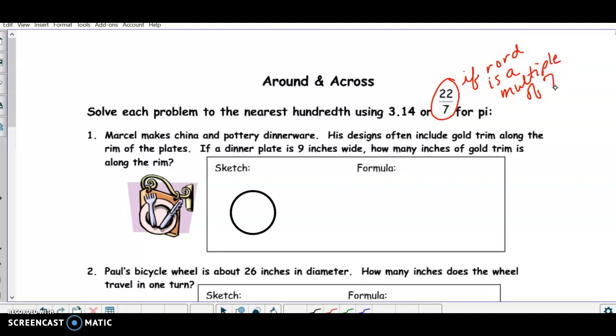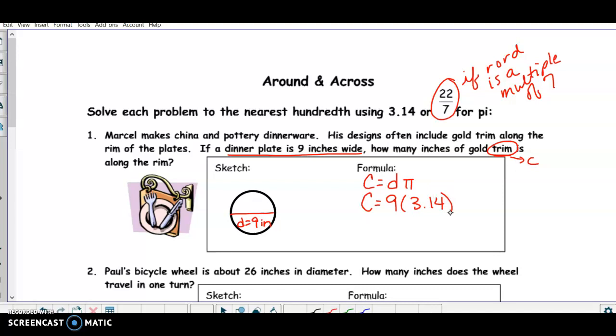Here I'll do an example with you. They're giving you a word problem. It says the dinner plate is 9 inches wide, so that's going to be a diameter. How many inches of gold trim? Trim tells you this is circumference. So we have C equals diameter times pi. And then when you plug it in, 9 times 3.14.